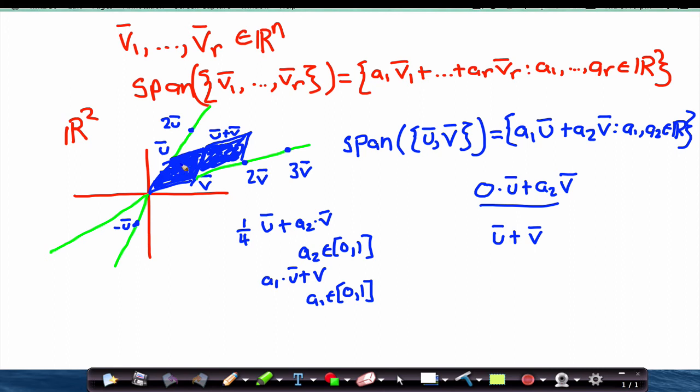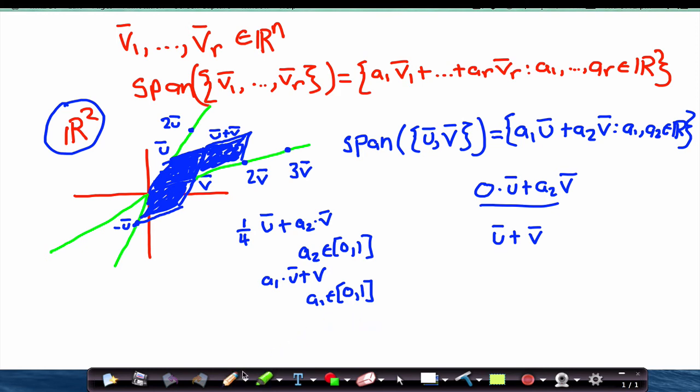And similarly, if I can achieve any point in here, then if I add minus u to some point in here, that is going to shift me into this parallelogram below. So then I can also achieve anything in this parallelogram below. So you can see that in this way, actually, the span of u and v is going to be all of R2. Okay? Actually, any vector in R2 can be written as a linear combination of u and v.